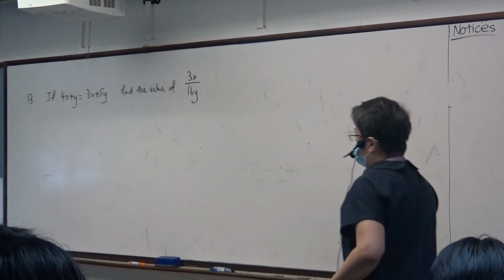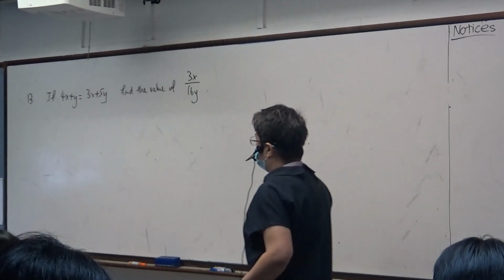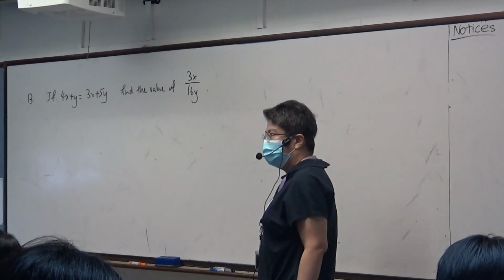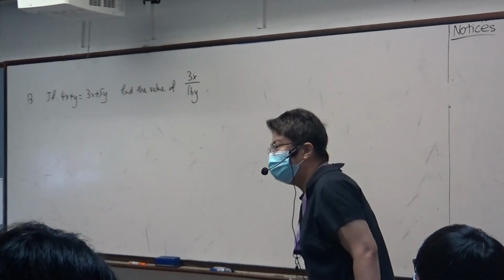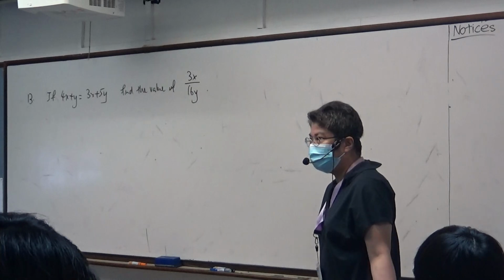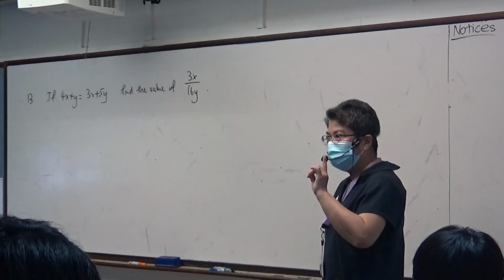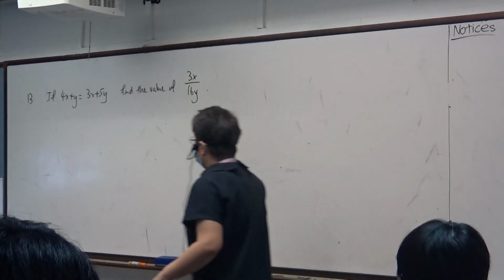If 4x plus y equals 3x plus 5y, find the value of this. Now, can you see that this question is actually quite strange? Because it didn't give you any value, right? So how am I supposed to find it? Am I right to say that? When I'm explaining, I don't want people to copy. I want people to listen first. Okay?